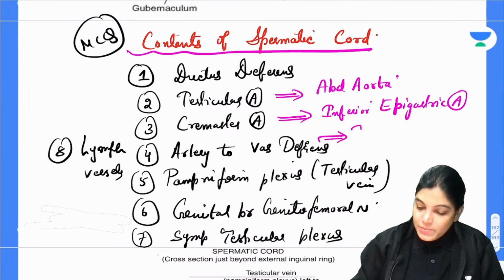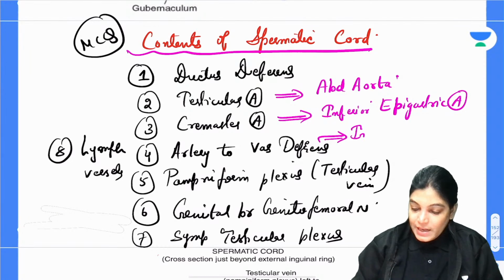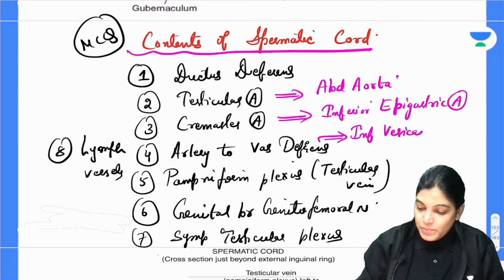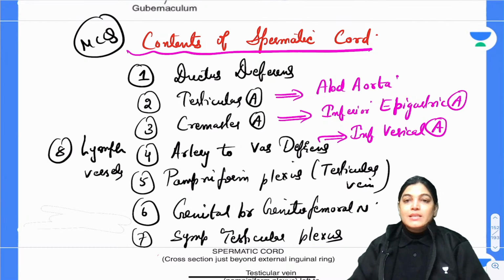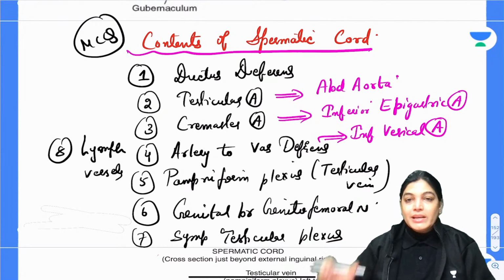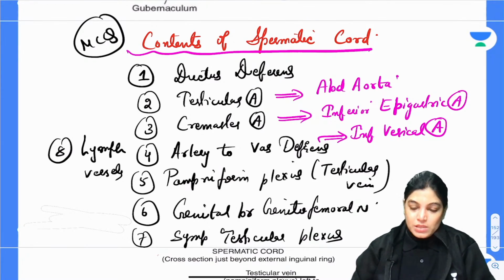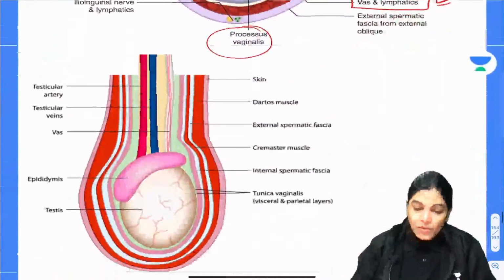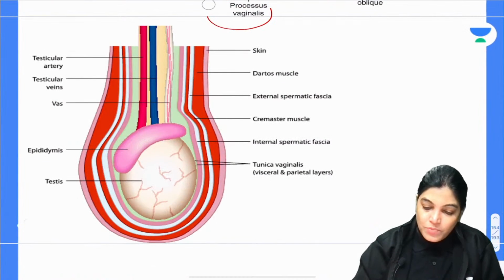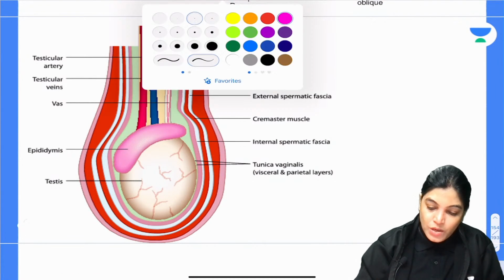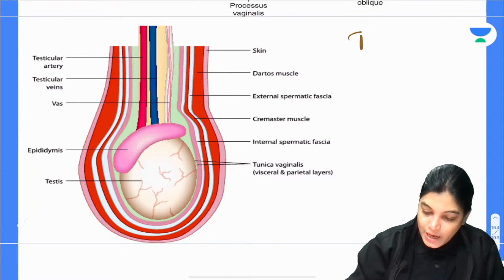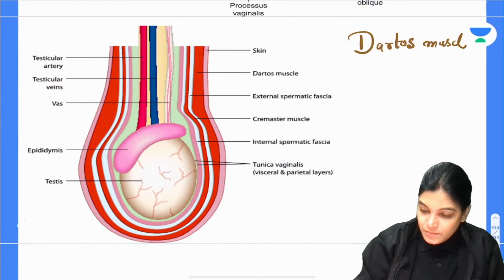Artery to vas deferens is a branch of inferior vesical artery. So please write down that these three arteries have three different sources. So the three arteries residing inside the transverse section of the spinal cord have three sources. So done with this. Now, what was the other option which was given? The other option was Dartos muscle. So let's talk about Dartos muscle.